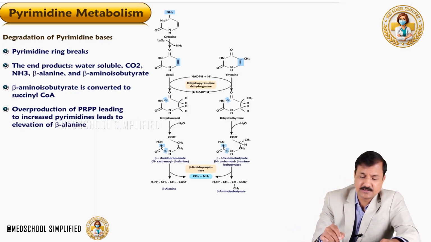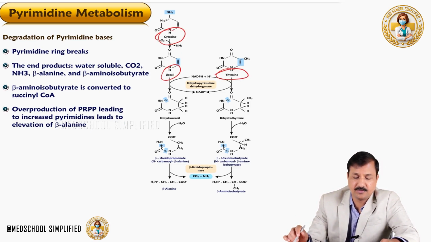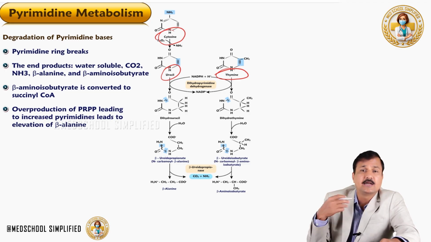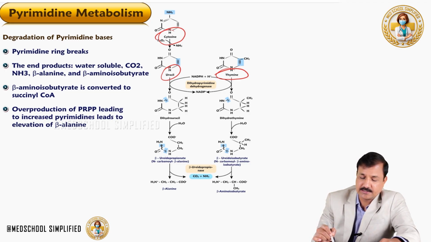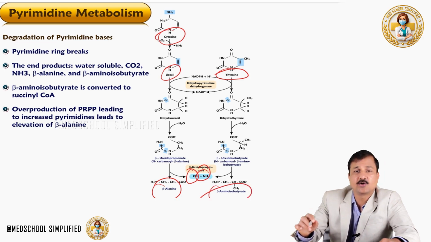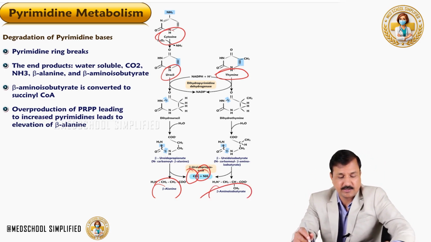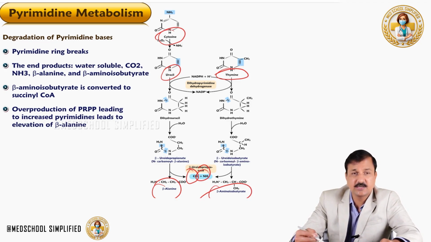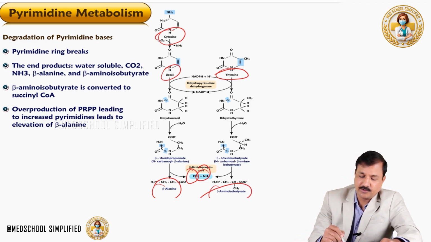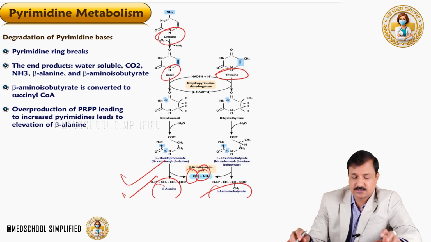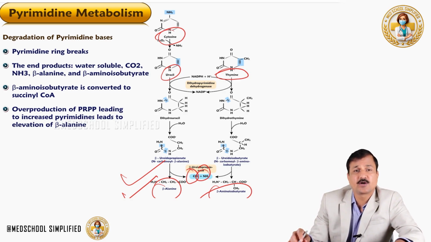So the pyrimidine bases, that is cytosine, uracil and thymine, all these three pyrimidine bases ultimately can be converted into water soluble end products, that is carbon dioxide, ammonium ion, beta alanine, and beta amino isobutyrate. So they all will undergo degradation in a sequential way to produce water soluble end products. Generally, pyrimidine degradation products do not pose any serious health effects, unlike purine degradation products.